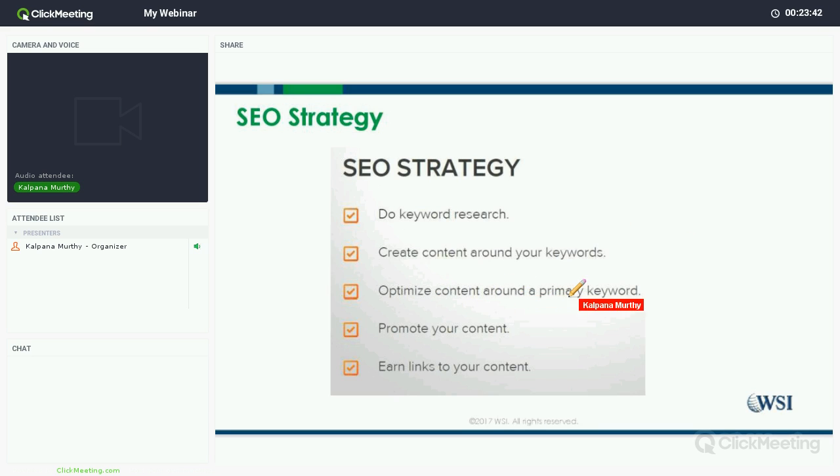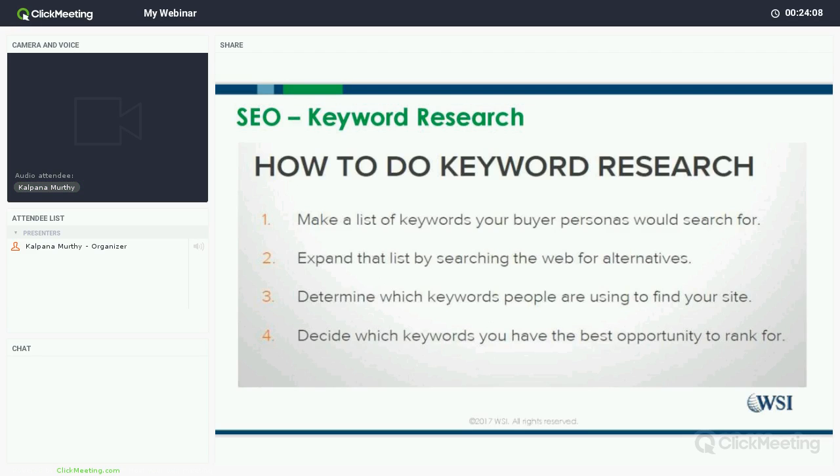And optimize content around a primary keyword. There are guidelines on how the keyword should be used and the density. It's like 2% of your content can be your keywords. And promote your content. Once you write your blog post, definitely spread the word, share the content on different platforms, and build links into your content from those platforms. And earn links. That's how you will build links to your content.